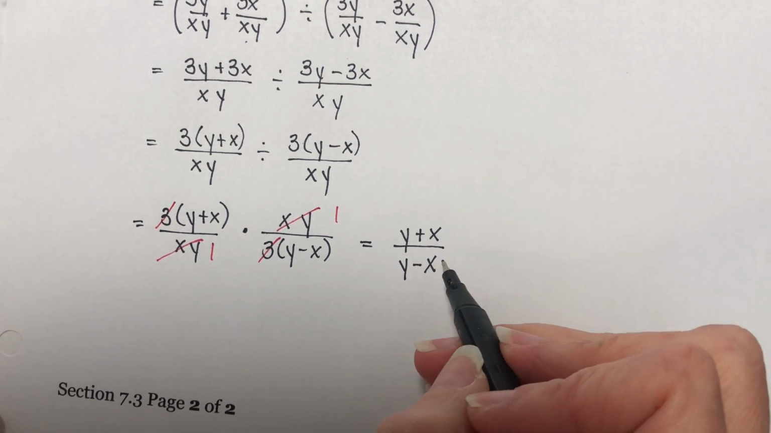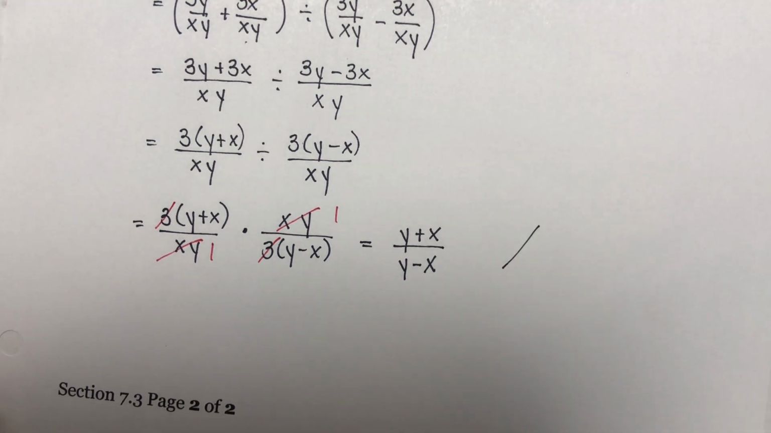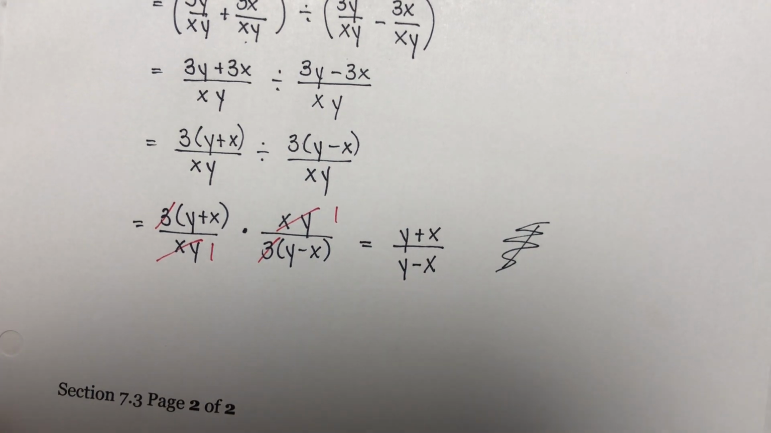Again, just make sure that this whole thing is in the denominator. Don't write your fraction bar like that because it gets very confusing and causes problems much later. Okay, that's the end of this section.